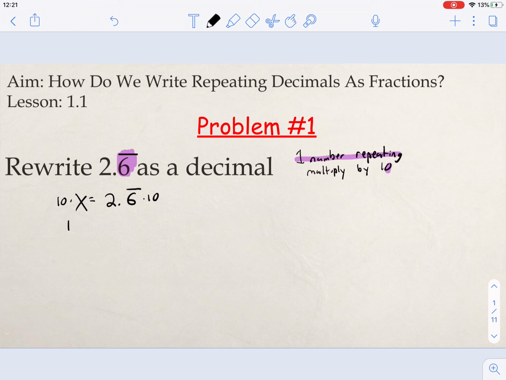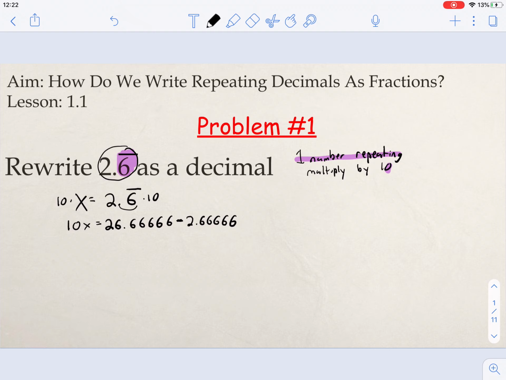When I multiply both sides by 10, I have 10x equals, and multiplying by 10, I just move my decimal one place to the right, 26.6 repeating, or 26.666. I'm just going to write it out like that. Now, I need to get rid of this repeating decimal because it doesn't stop. The best way for me to do that is I can subtract my original decimal, which was 2.6 repeating.